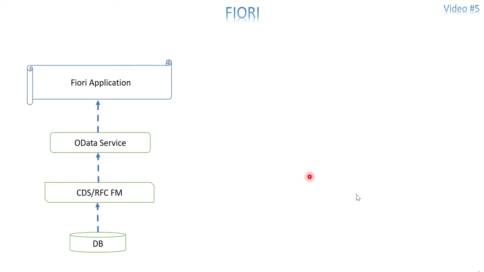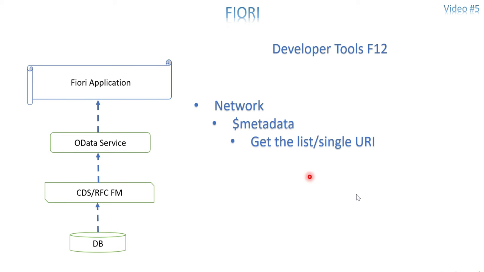The next one is an application done by an OData service. In the same way, go to the developer tools and the network tab. Here you have to find the metadata of the particular OData service. Normally it starts with dollar, that is one of the things. You can look for dollar metadata. These are the places where it's easy to identify the OData service.